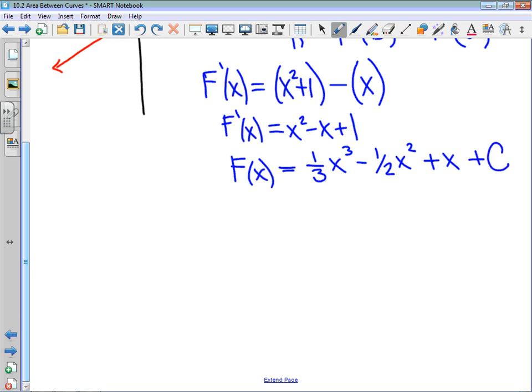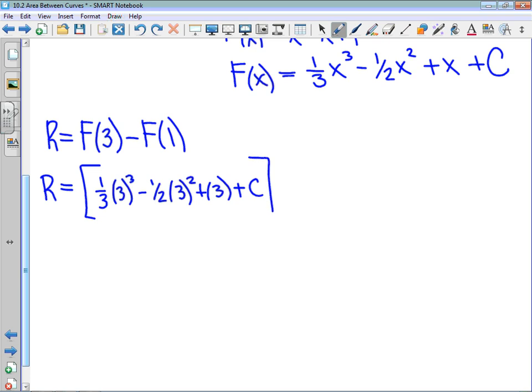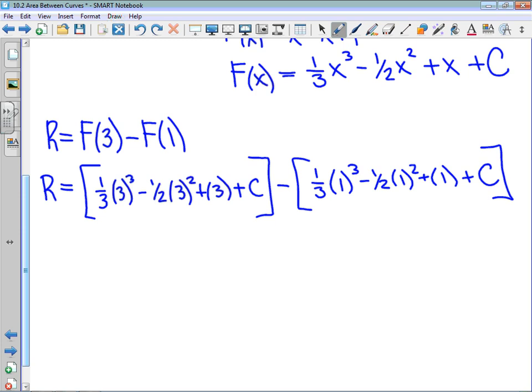Now, it's kind of nice, because next, I'm going to say that the region is going to be my capital F function evaluated at 3 minus my capital F function evaluated at 1. Need a fair amount of space for these problems for sure. So that region is going to be 1/3 times 3 cubed minus 1/2 times 3 squared plus 3 plus a constant, minus 1/3 times 1 cubed minus 1/2 times 1 squared plus 1 plus that same constant. All right, quite a mouthful. That's definitely a pretty long line of algebra happening there.